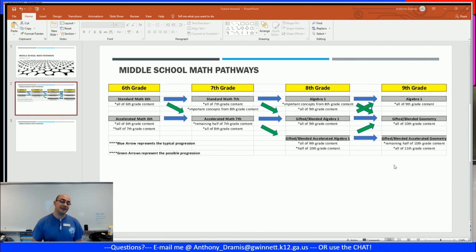Now, if your child is in gifted blended accelerated Algebra 1, yeah, they might need to go to geometry instead of accelerated geometry. They may not have been able to keep up with the pace. They may not have been able to perform high enough, or as high as we would like, on summative assessments or major tests. So again, not a punishment. It is just our way of saying we just don't feel comfortable with your child succeeding at that next level, or succeeding at a high level at the next level, because it's just so fast-paced.